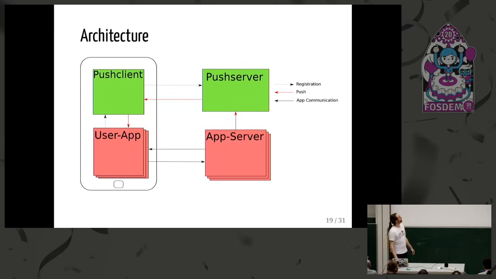And when the app server then generates a push notification, it sends it the other way around to the push server, which sends it to the push client on your phone, which forwards it to the app on your phone. This connection here from the push client to the push server is the one that is kept alive by your phone. And so when you receive a push notification from it, it wakes up the app, and the app then can talk to the app server again and get more information or whatever.